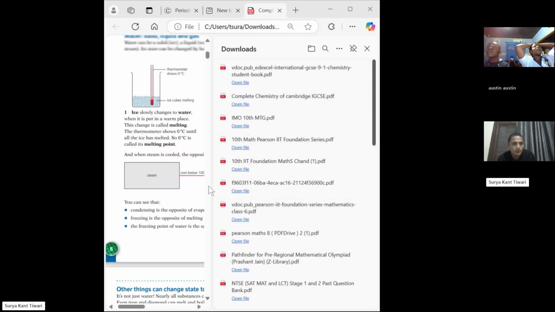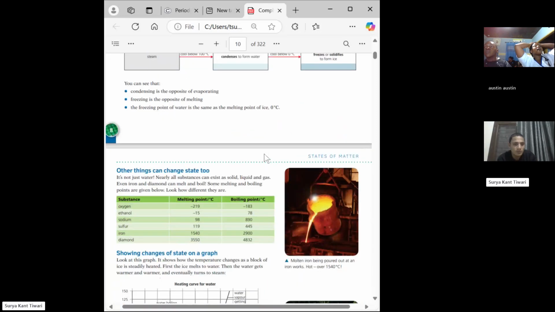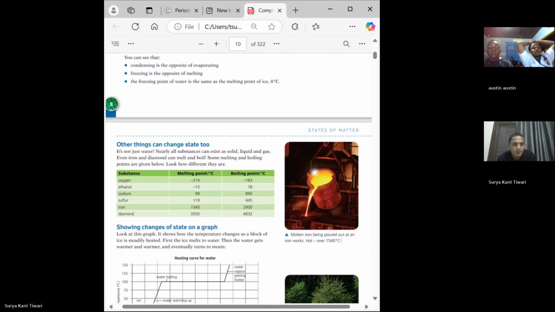And after that, what do we have? Yeah, here we have. Yes. So your original GCSE book is downloaded. I'm just going to share it. But till then, we can discuss from here. This book is also interesting.